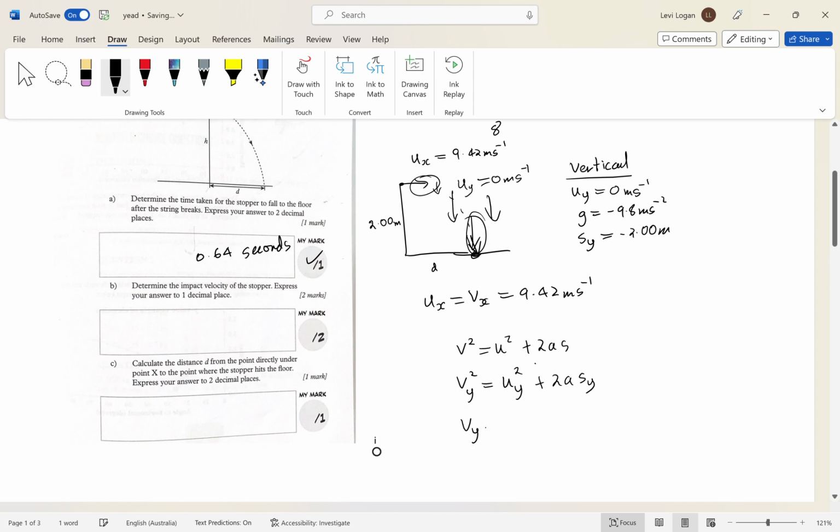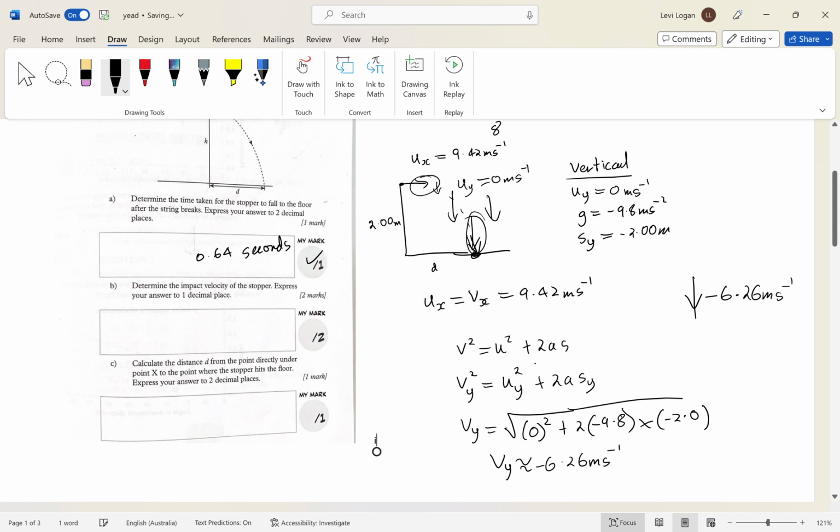Alright, so v of y is the square root of 0 squared plus 2 times negative 9.8 times negative 2. Putting that into your calculator, you should get a final velocity in the vertical direction as 6.2 meters per second. Now I'm going to put a negative sign in front because the velocity is going downwards, so it's negative 6.2 meters per second. So the sign doesn't indicate anything other than direction if it's velocity.